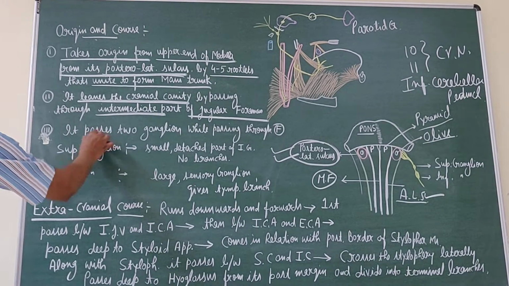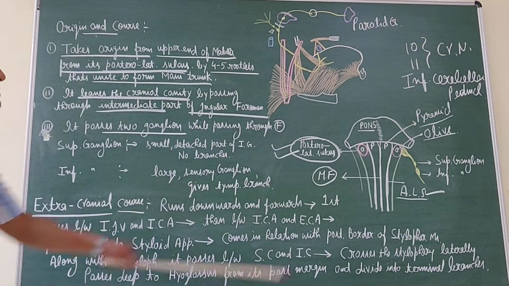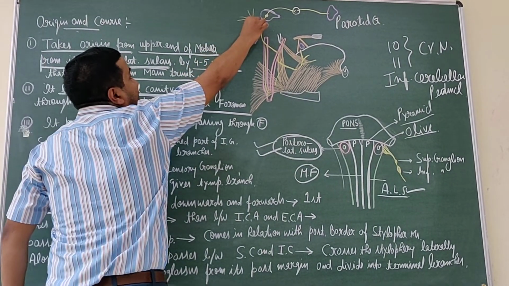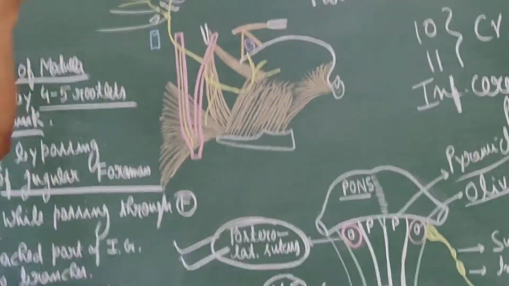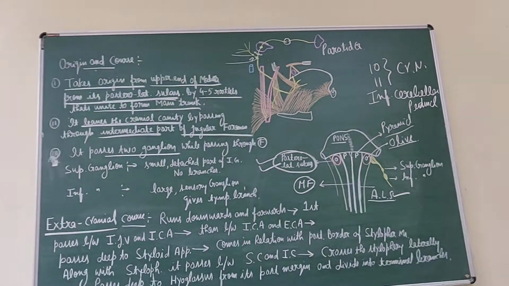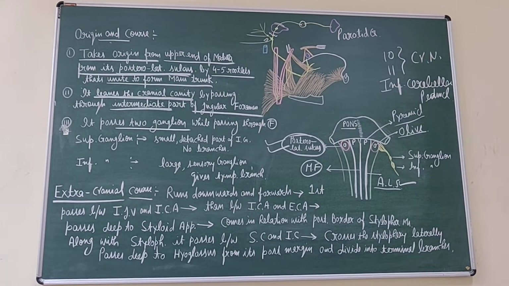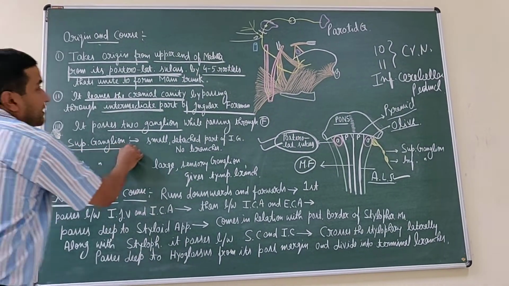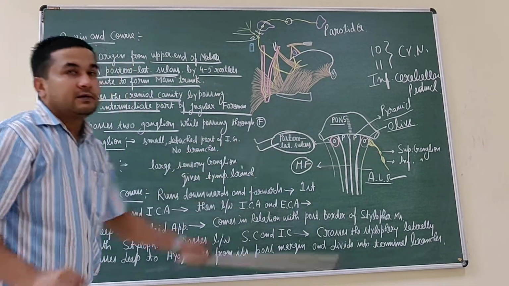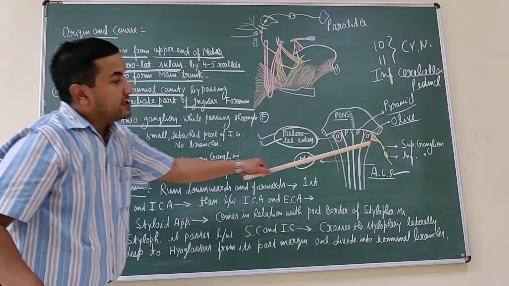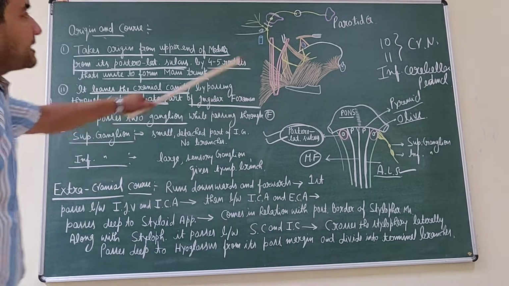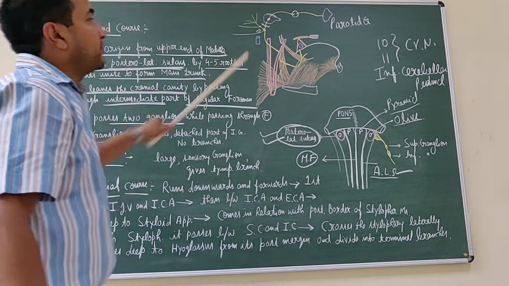Now, while passing through the foramen, it possesses 2 ganglions. These are the 2 swellings. In this diagram, this is the superior ganglion and this is the inferior ganglion. So, while passing through the jugular foramen, this nerve possesses 2 ganglia. The superior ganglion is upper, in the jugular foramen, while the inferior ganglion is just below the jugular foramen.